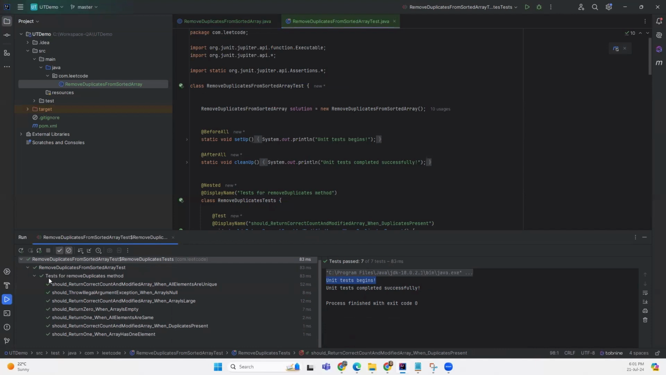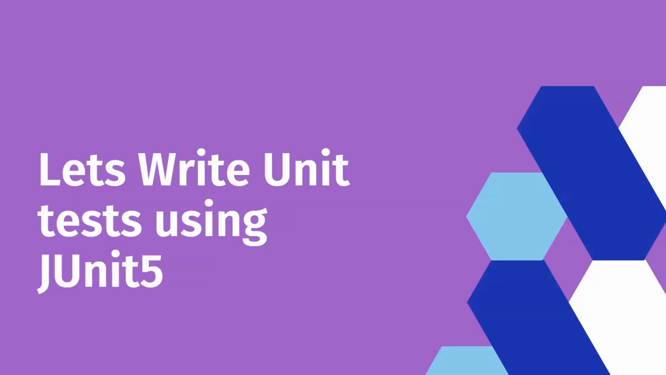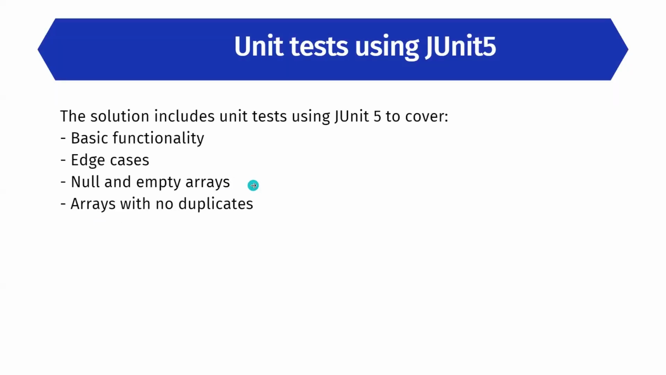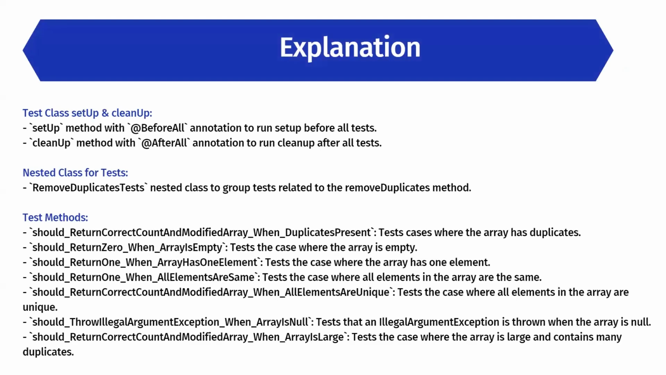And here you can see the summary that our nested test case, that is test for remove duplicate method, contains 7 test cases individually. This is how we will be performing the unit test. As you saw, we have written all the unit tests using JUnit5, and we have covered the basic functionality, edge cases, null and empty arrays, arrays with no duplicates. So everything is covered. Let's see what we have done.